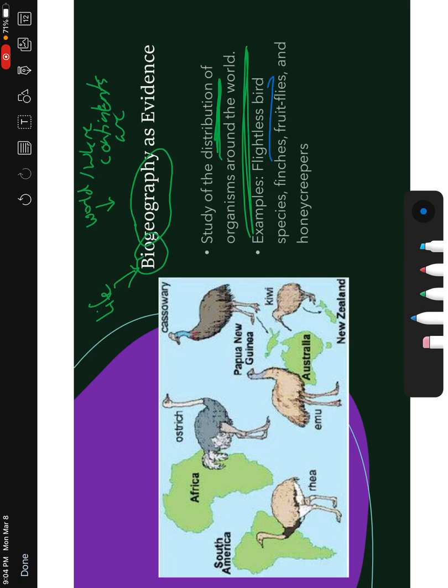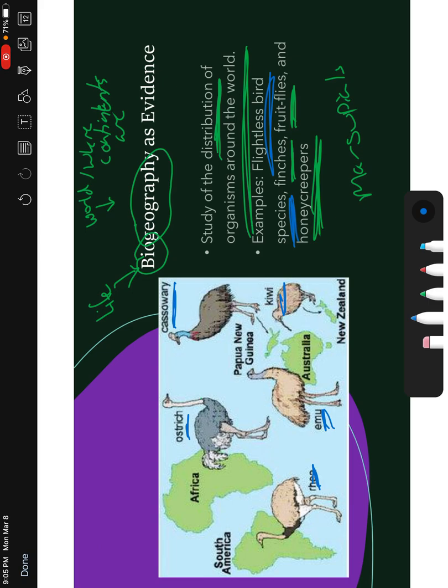Okay, so we're going to be looking at flightless birds in particular, but species of finches, fruit flies, and also honey creepers are other species that would be great examples of biogeography. Another great one would be marsupials. So that would be things like kangaroos, koalas, and those sorts of things. But we are going to be looking at flightless birds. So we're going to be looking at the cassowary, the ostrich, the rhea, the emu, and the kiwi.